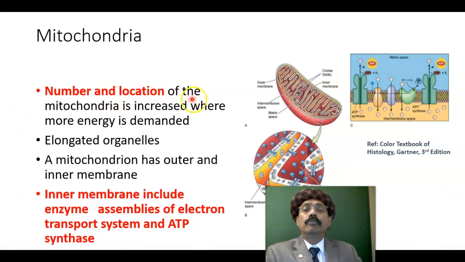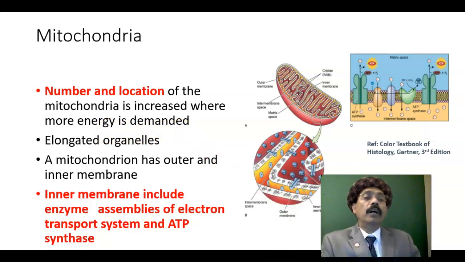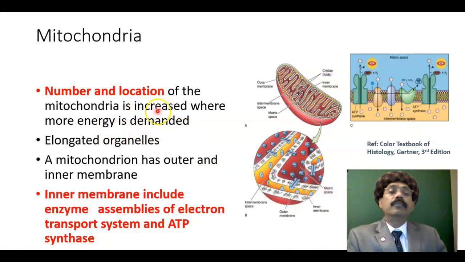The number and location of the mitochondria is variable. It is increased where more energy is demanded, and mitochondria can move from one part of the cell to another part of the cell. So it is like a movable power plant. Its number is high in cells with more metabolism and activity, like cardiac muscle cells, skeletal muscle cells, and the epithelial cells of the proximal convoluted tubule. In the neuron, it will be very high in number.